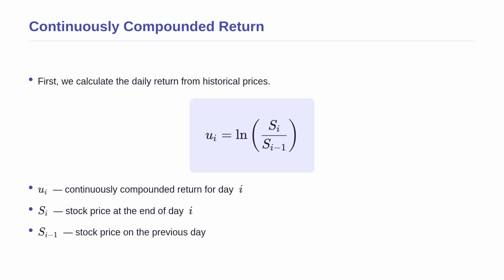To estimate volatility, we first need to calculate the daily returns from historical stock prices. We do this using the continuously compounded return formula. Here, u_i represents the return for a specific day. S_i is today's closing price and S_{i-1} is yesterday's price. By taking the ratio of today's price to yesterday's, we get a simple growth factor. Applying the natural logarithm converts this into a continuously compounded rate. If the price goes up, this return is positive. If it drops, it is negative.